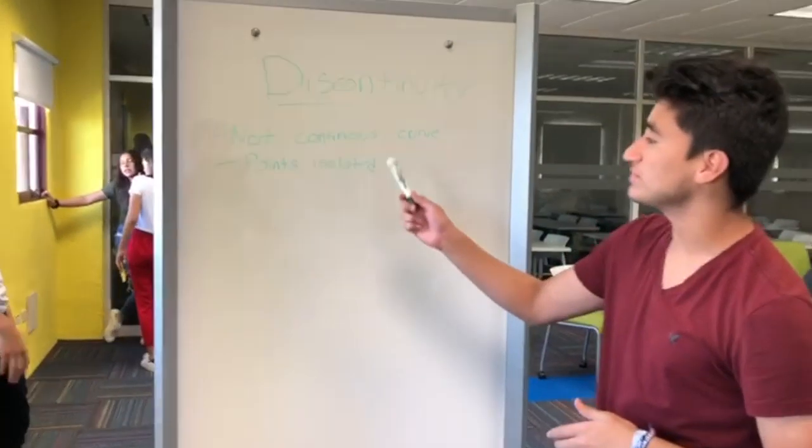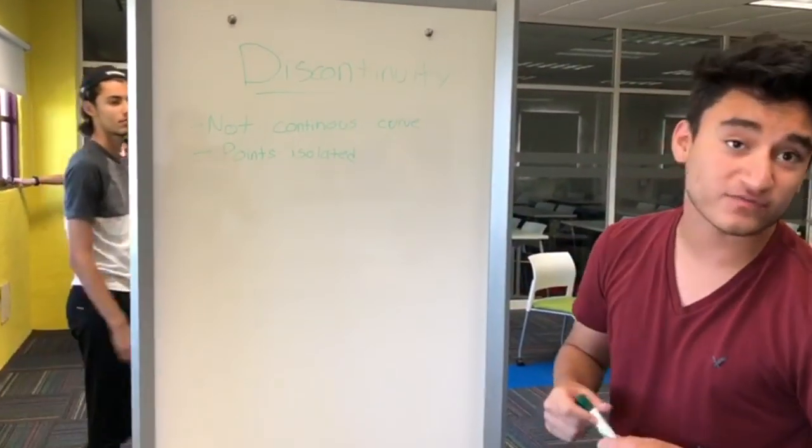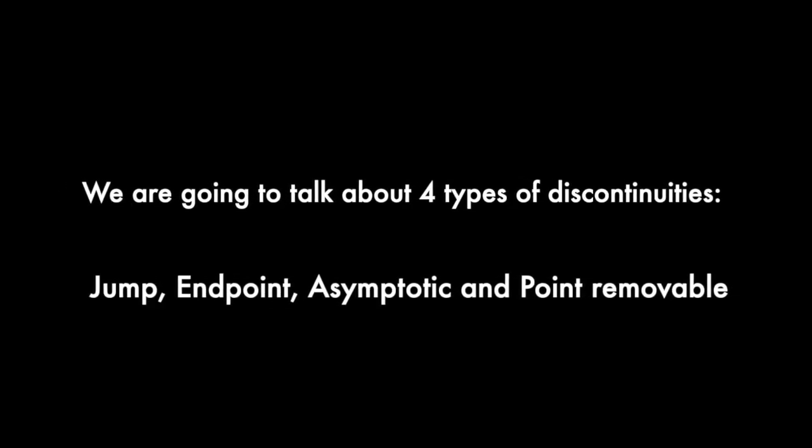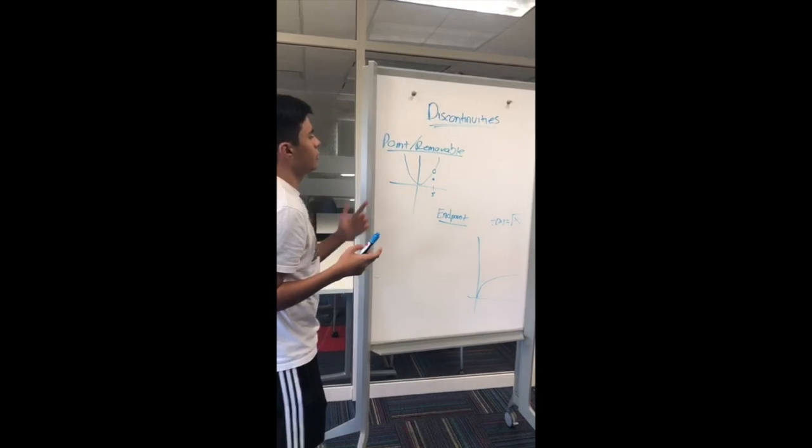A discontinuity is a function that is not a continuous curve, which means points are isolated from each other on a graph. So here we have two types of discontinuities.